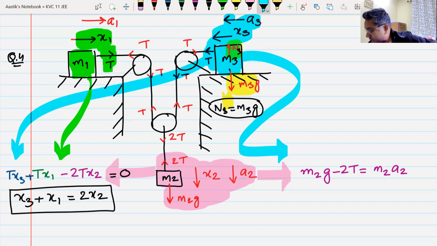T is equal to M3 A3. That is the blue equation. As simple as it gets. T is equal to M3 A3. Let us move on to the green block.